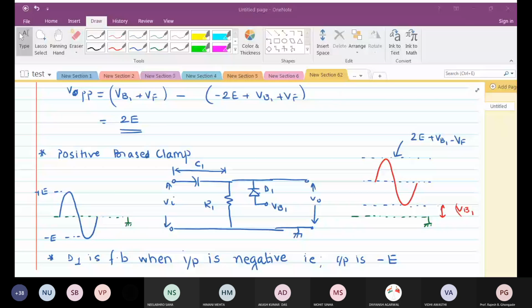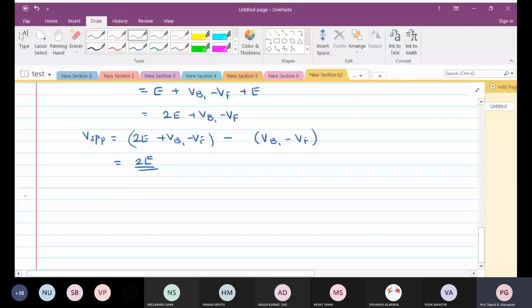All right, guys. Yes, sir. So then we will proceed to another type of clamping circuit, and that is a Zener diode clamping or clamper.